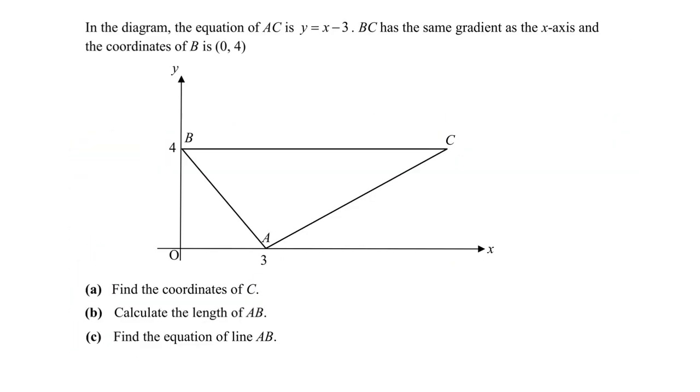Everyone, welcome to this video where we are given a diagram and an equation of AC is y equals x minus 3. AC is this line. BC has the same gradient as the x-axis. The x-axis is a horizontal line, so BC is eventually a horizontal line. The coordinates of B are also given: 0, 4. Find the coordinates of C.